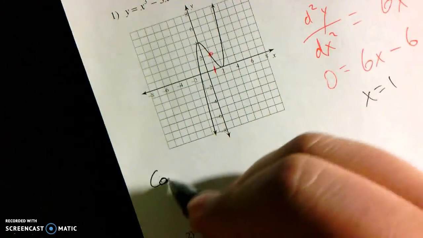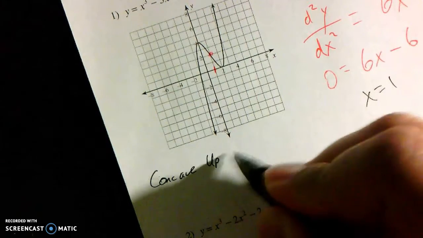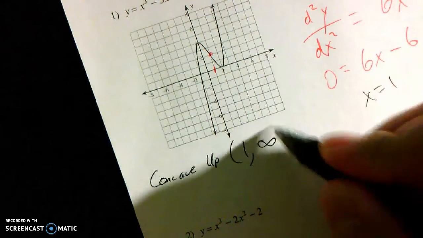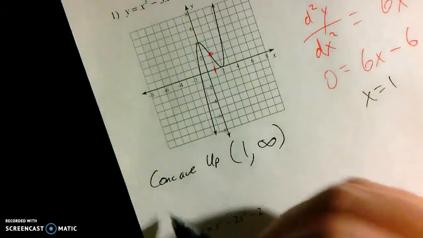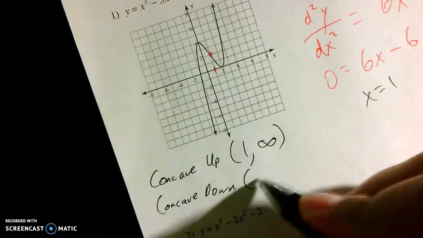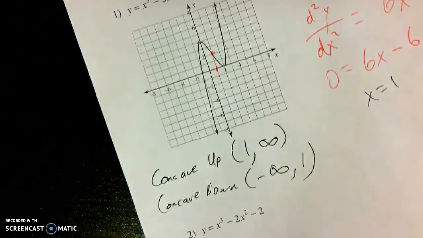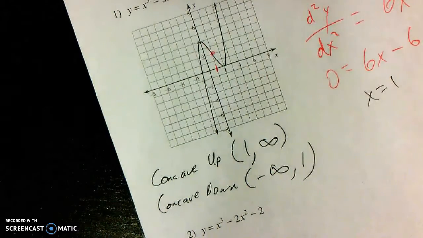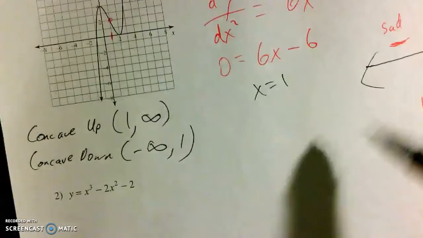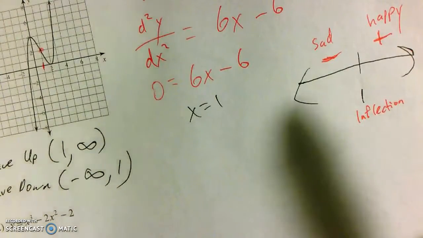The interval part of concave up, concave down, we're just going to write using interval notation. So concave up, that's the happy, is going to be from 1 to infinity. That's where it's happy. And then concave down is from negative infinity to 1. So that's all you have to do for these. Use the second derivative, find your critical values when the second derivative equals 0, and then plug in numbers to see where it's happy and sad and where there are inflection points.